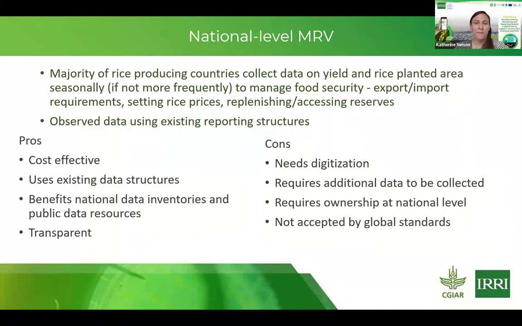Some of the cons of this are that this practice often is not digitized. And so it can be quite a lot of work to digitize this, but it does improve the effectiveness if it's digitized. It does require additional data other than just yield and rice planted area to be added to this observed data that's being collected on some kind of frequent basis. And typically it requires that there's ownership at the national level. And another con is that it's not accepted by global standards for emission reduction, other than those under like UNFCCC for meeting the domestic requirements.